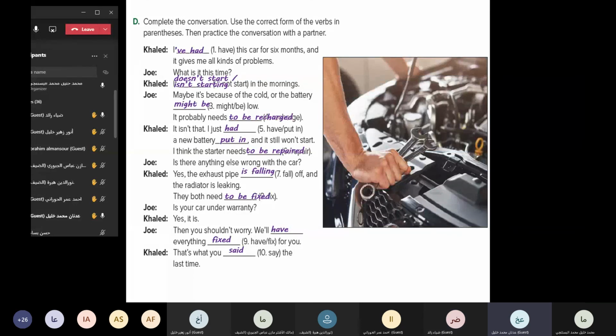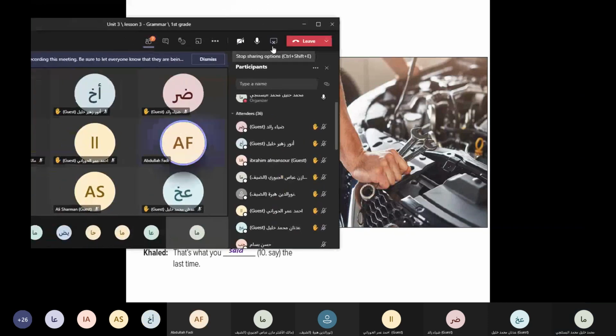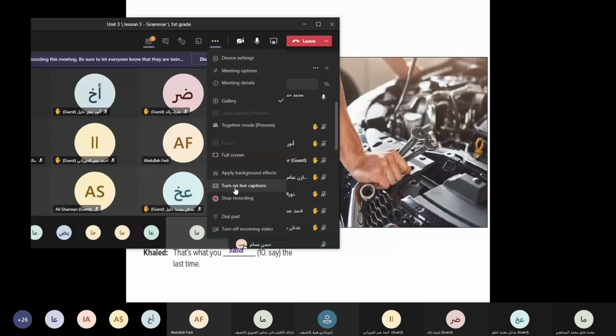I think the starter needs to be repaired. Is there anything else wrong with the car? Yes, the exhaust pipe fell off and the radiator is leaking. They both need to be fixed. Is your car under warranty? Yes, it is. Then you shouldn't worry. We'll have everything fixed for you. That's what you said the last time. Okay, thank you very much. Now here we have a homework. We are going to look at it. Can I start? Yes, Abdullah.